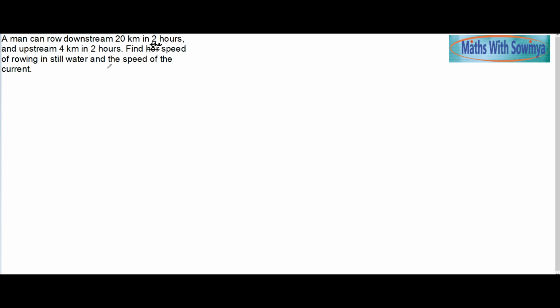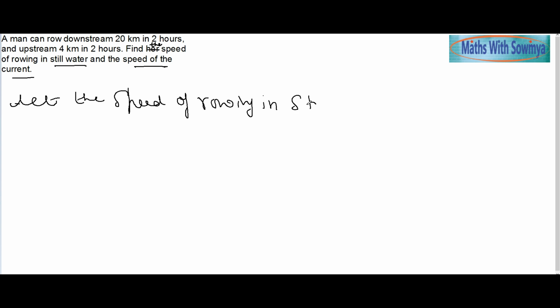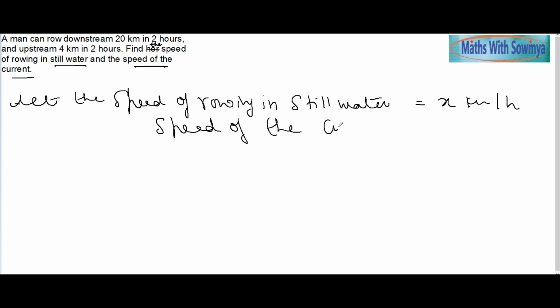Whatever has been asked, we give x for that. So, speed in still water and speed of the current. Let the speed of the man in still water, or speed of rowing in still water, be x kilometer per hour, and let the speed of the current be y kilometer per hour.